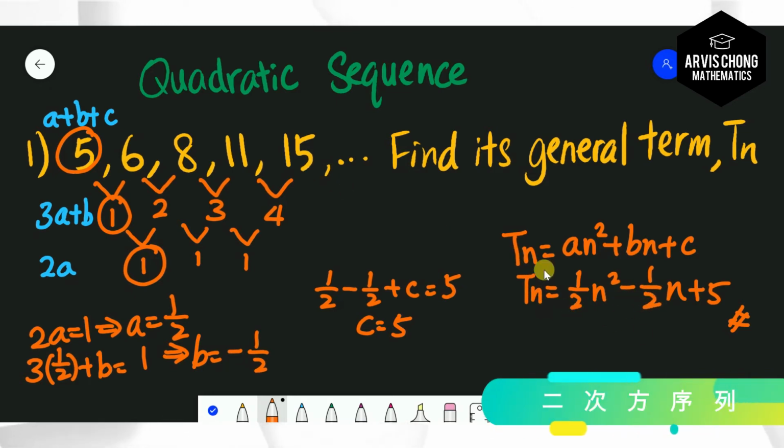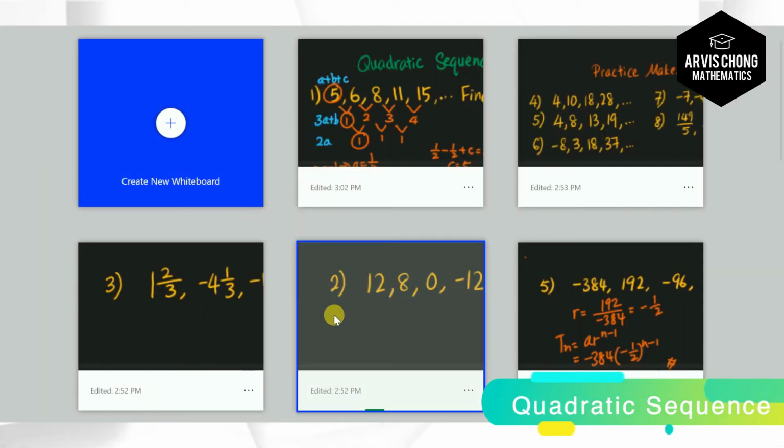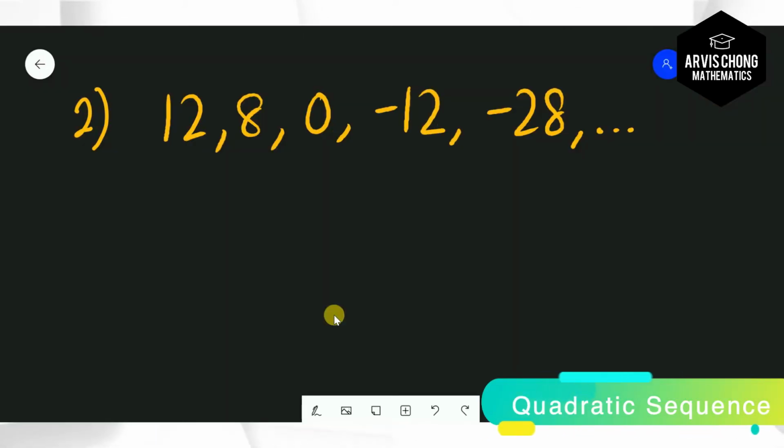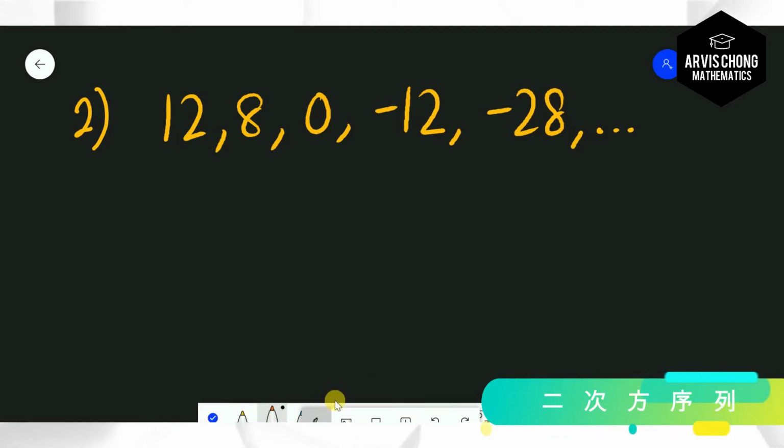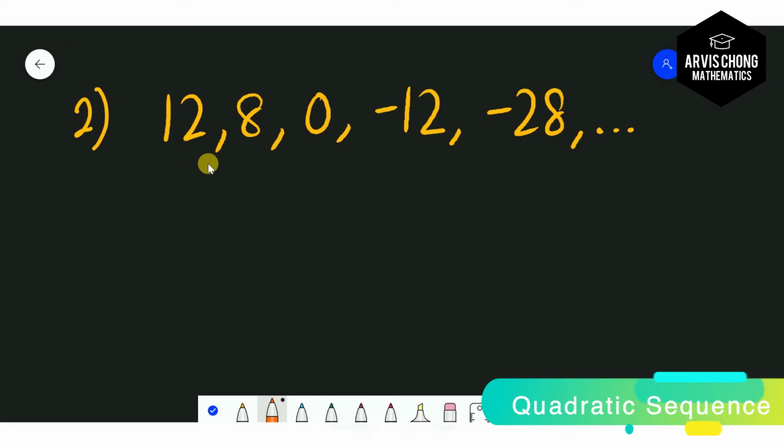Okay, so let's move to the second question here. We have 12, 8, 0, negative 12, and negative 28. Okay, so as usual, we need to find the difference. So here will be 4, right?